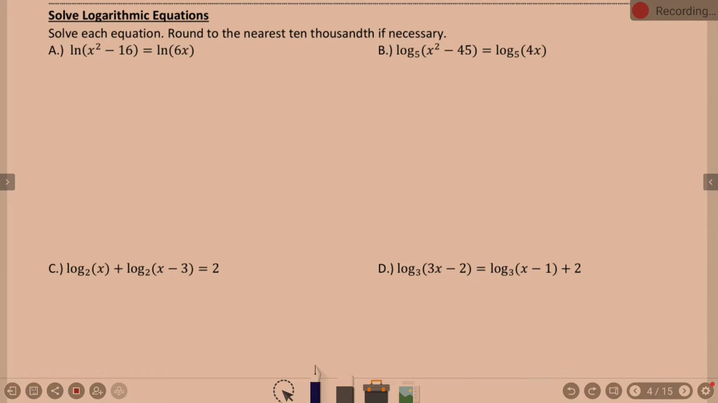Natural log of something equals natural log of something. The insides equal each other, right? So the idea, if they're both log the same base, and it says natural log of this equals natural log of that, this and that have to be the same, don't they? So when you have 2 logs equal each other, they can't have other things added and subtracted in there, but 2 logs specifically equal to each other, we can drop the logs and just solve x squared minus 16 equals 6x.